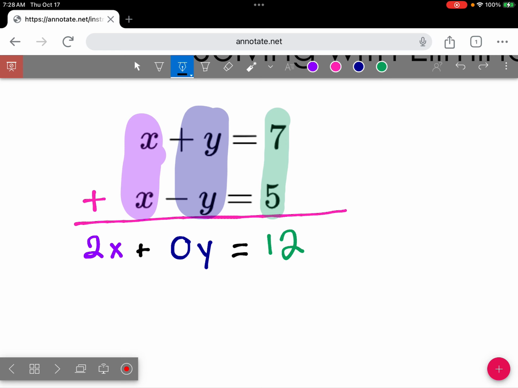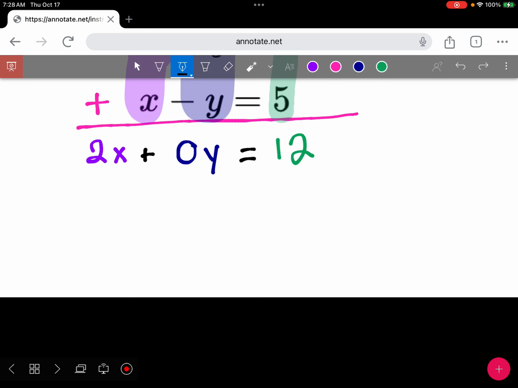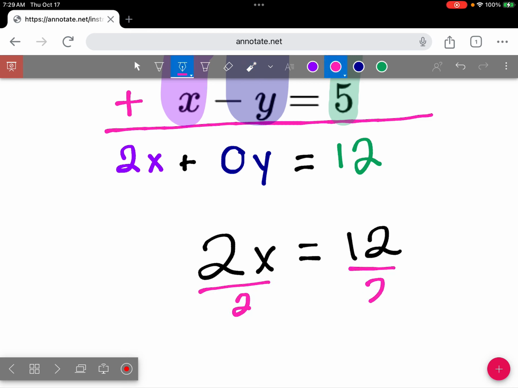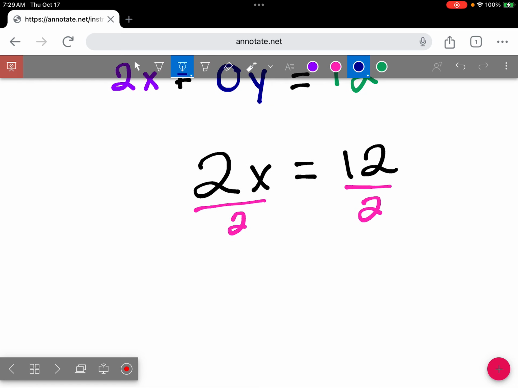So I have 0 y's. That means I don't really need to write that there. So what this tells me is that I have that 2x equals 12. Can we finish solving this? Divide by 2. So our x equals 6.